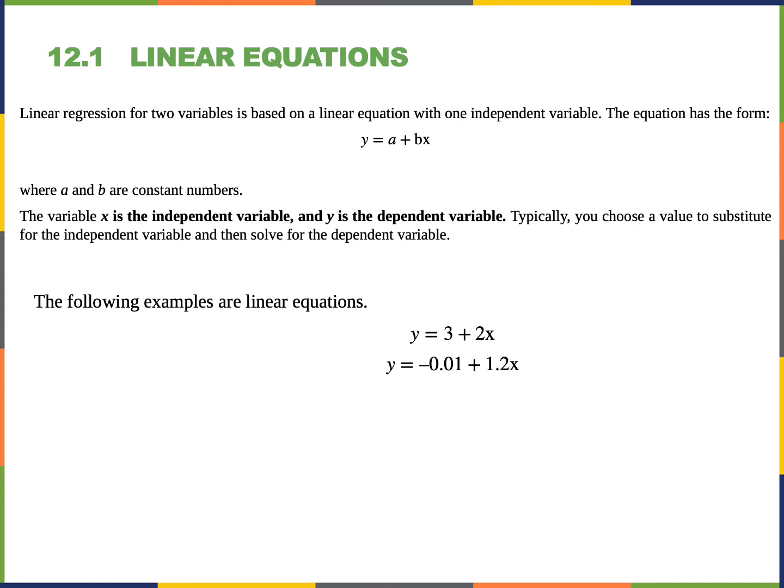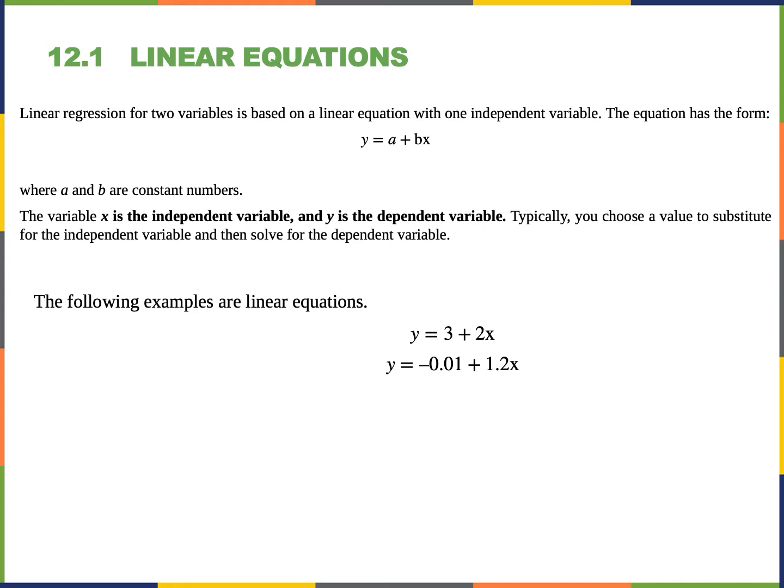These variables are what we call dummy variables. It could be anything. It doesn't really matter. Where x is the independent variable or the input and y is the dependent variable or the output. So usually what we do is we introduce a value for the independent variable and then out comes the dependent variable. So here are some examples of linear equations.